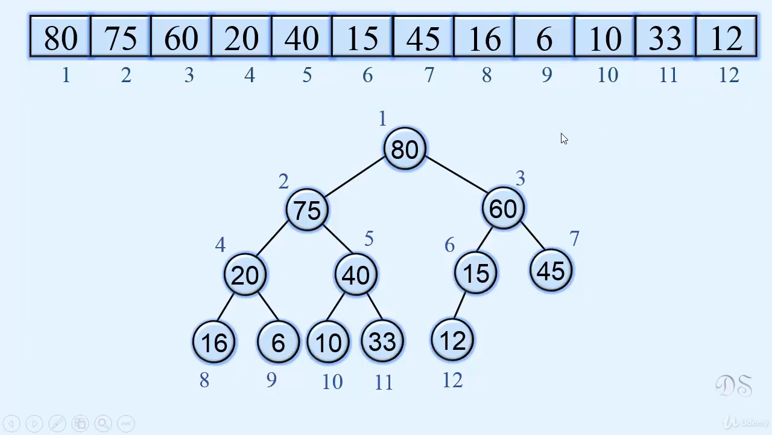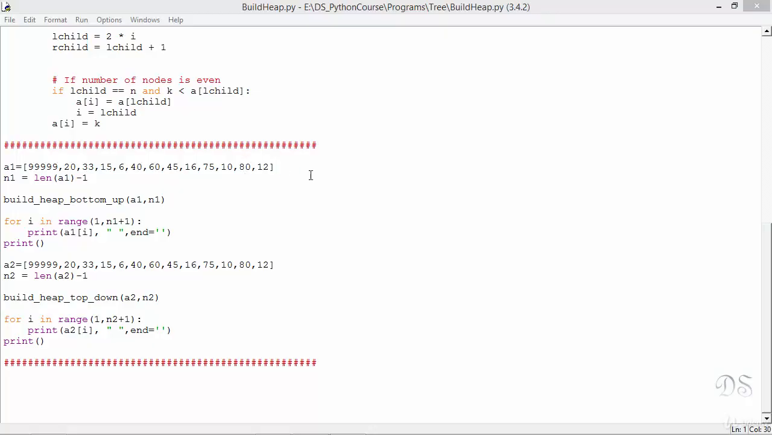Now let's see the program for both the approaches. We'll convert this list A1 into a heap using bottom up approach, and we'll convert this list A2 into a heap using top down approach. So now let's see these functions: build heap bottom up and build heap top down.